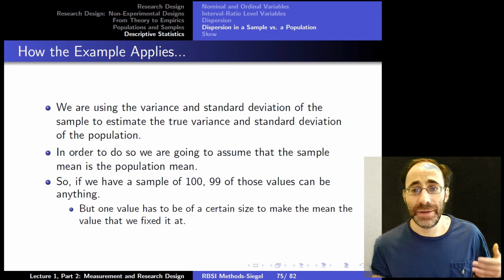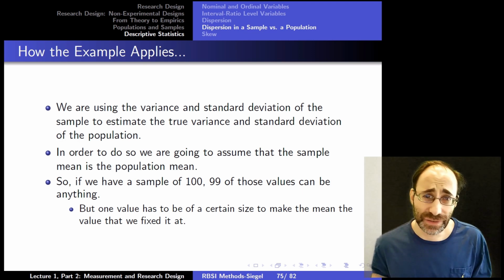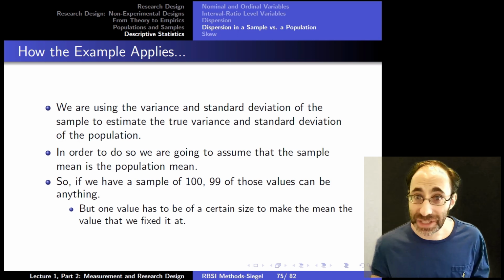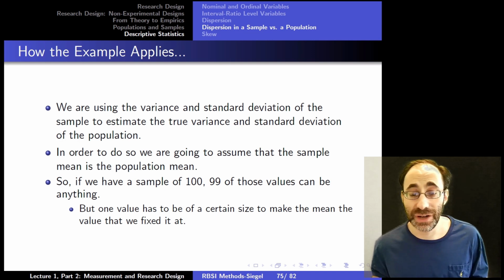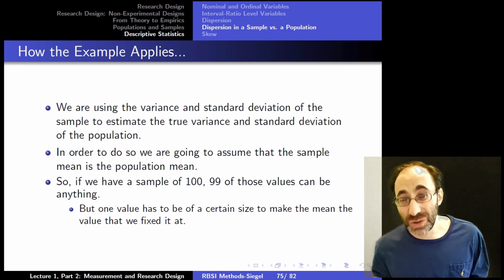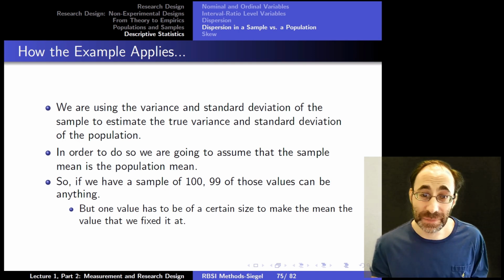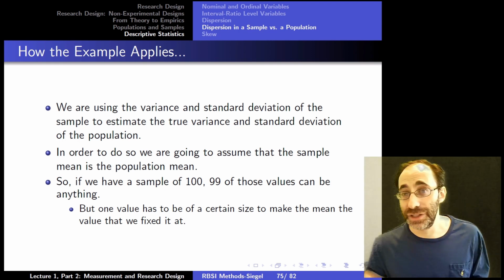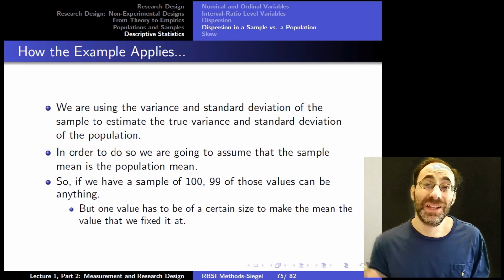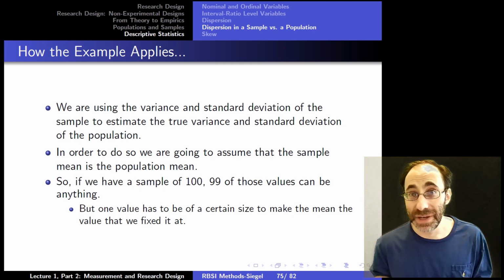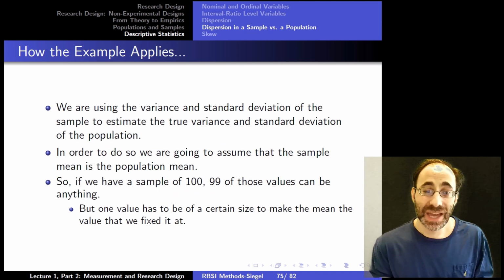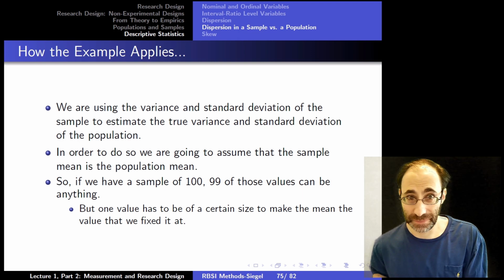The point is, we're doing the same thing here, effectively. We're using the variance and standard deviation of the sample to estimate the true variance and standard deviation of the population. To do that, we're going to assume that the sample mean is equal to the population mean. So if we have a sample of 100 data points, 99 of those values can be anything they want. But the last value, the 100th one, must be fixed at a certain size to make sure the mean is the value we fixed it at.